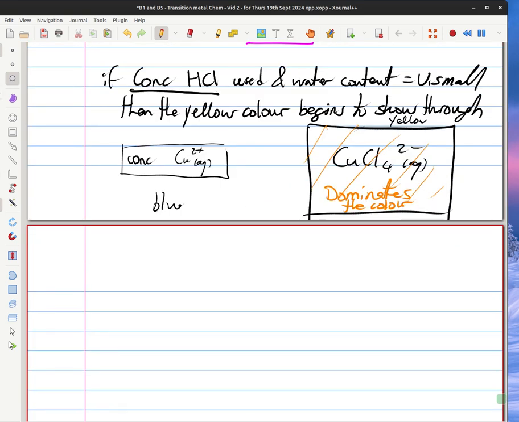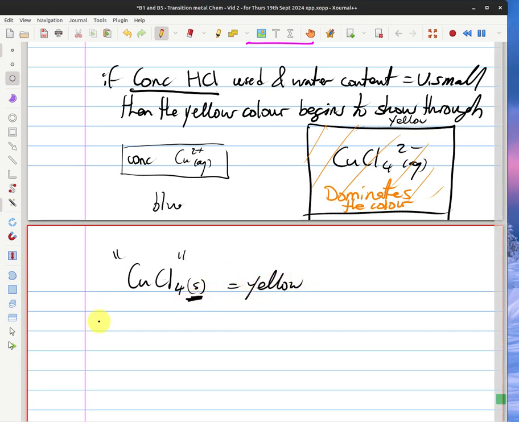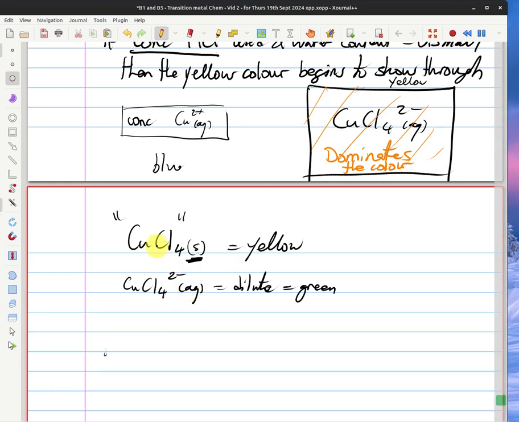Okay, so let's just recap, right? So copper chloride, solid. I'm going to leave it like this. The point is that solid equals yellow. Dilute copper chloride complex, it looks a bit green. Okay, so please be careful with this.